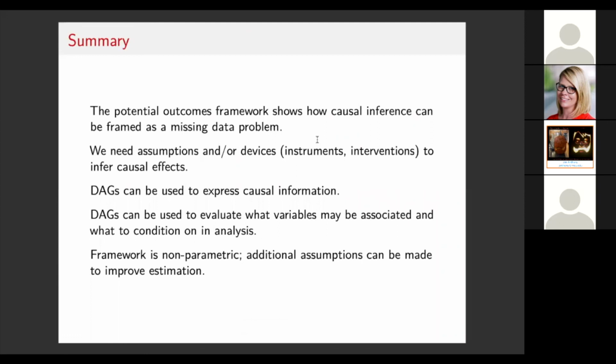So in summary, the potential outcomes framework shows you how you can make causal inferences by framing it as a missing data problem. And that clarifies that you need some assumptions in order to make those inferences. You need either assumptions or devices or interventions that allow you to fulfill some assumptions to infer causal effects.